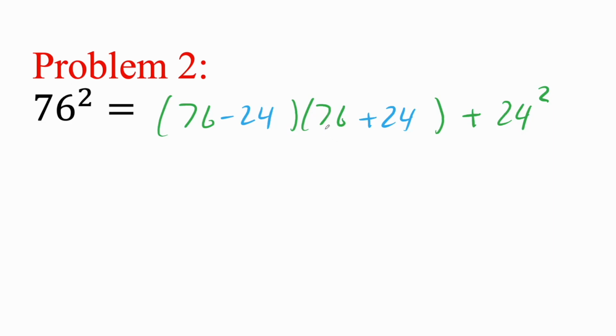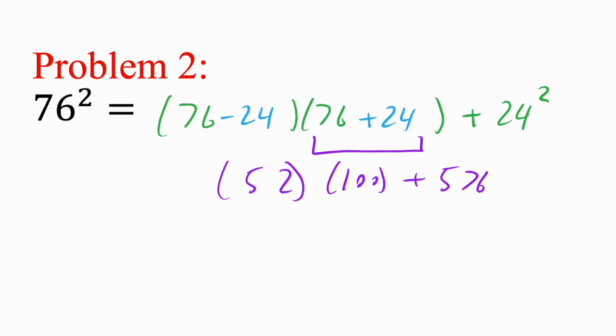Again, the whole purpose of doing this is to get us a nice 100. And 100 is very easy to multiply. And 76 minus 24, we know 6 minus 4 is 2. 7 minus 2 is 5. We get 52. And 24 squared, often in schools you memorize 1 squared all the way to 25 squared. So I know 24 squared is 576. So now we can put it together.